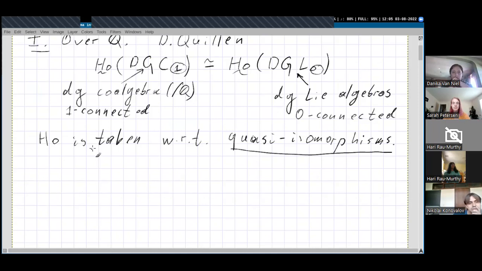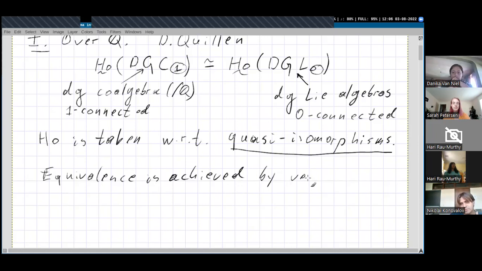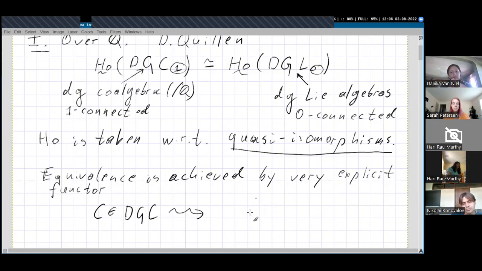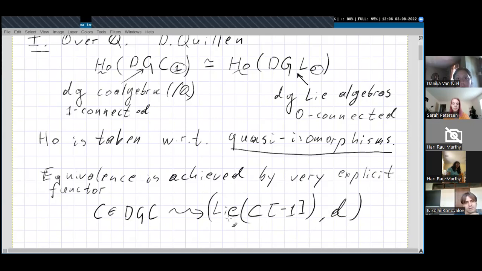Also, I have to say that this equivalence is given by very explicit functors. For example, how do you produce an algebra from a coalgebra? You first of all shift it, by minus one, I guess. Then take the free algebra spanned by this vector space and produce a correct differential, which is a combination of comultiplication in C and the differential in C.